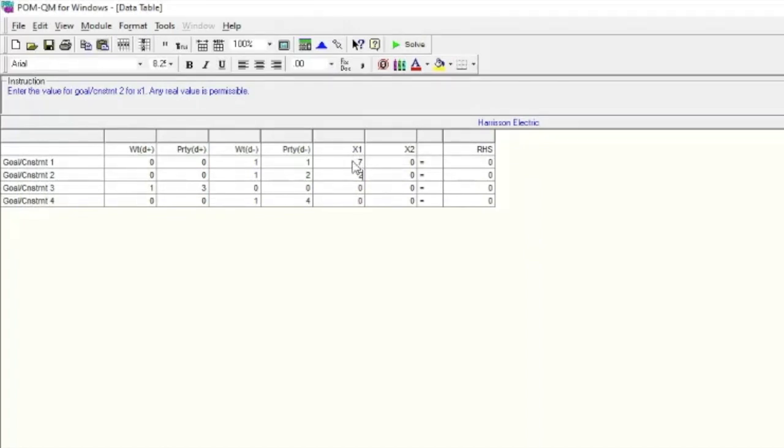So 2 for the second constraint. We have 6 for the third constraint. And we don't have any x1 for our goal number 4 or the constraint number 4 because it is the ceiling fan constraint. It is the contract for how many ceiling fans they must produce. And x2 yun. No, ang x1 dun is chandelier. Walang nabanggit for chandelier. Okay.